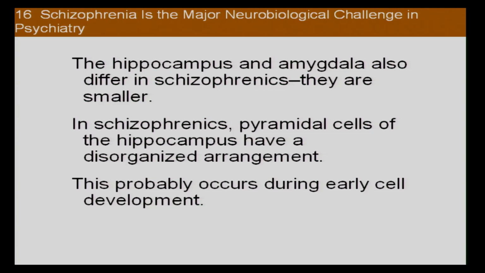They've identified quite striking anatomical changes in the hippocampus, in the pyramidal cells, the major cell type within the hippocampus. They have a disorganized arrangement. It's not like there are fewer cells. Well, the structure is smaller, but in addition, the pyramidal cells within the hippocampus look disorganized.